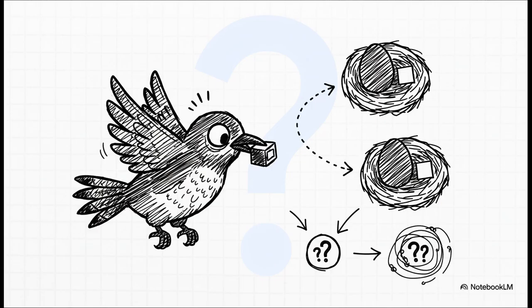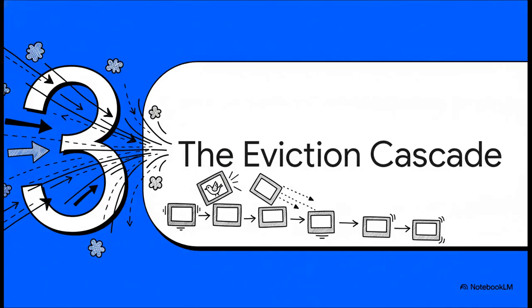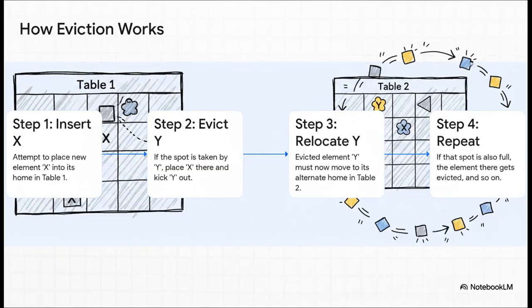Okay, but here's the million-dollar question, right? What happens when you go to insert a new element and you find that both of its potential homes are already occupied? This is where the real cuckoo strategy kicks in. This leads to something we call the eviction cascade, and it's pretty wild. Let's walk through it. Say we want to insert element X. We try its first spot in table 1, but whoops, Y is already living there.